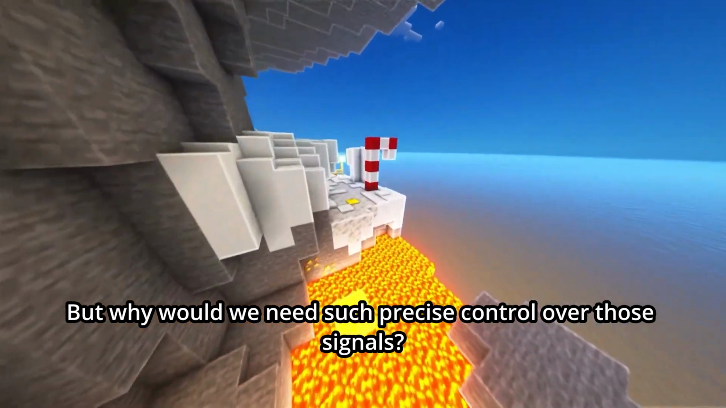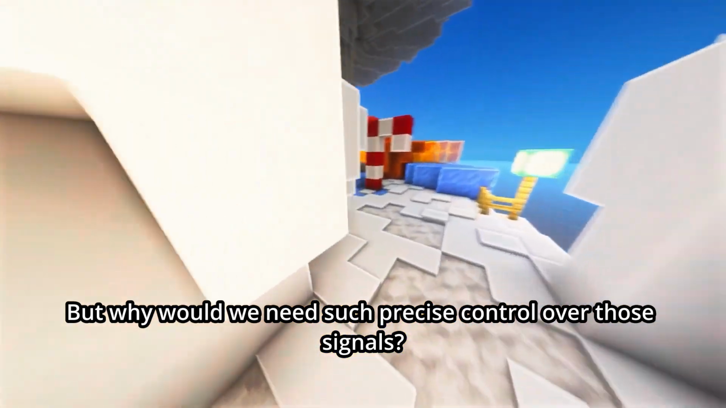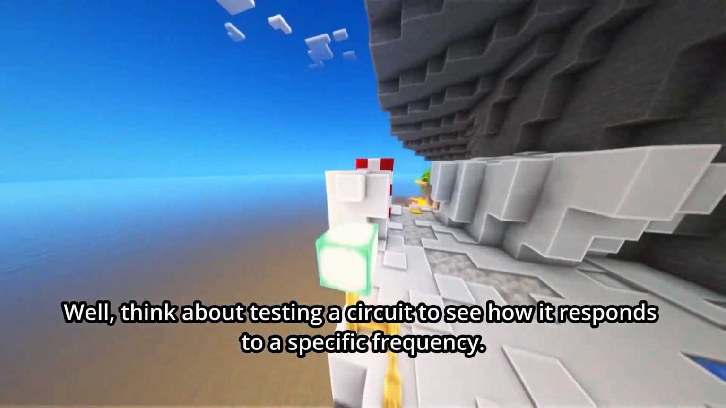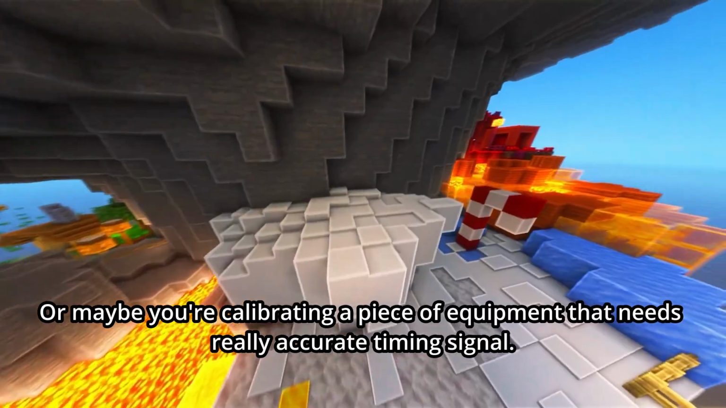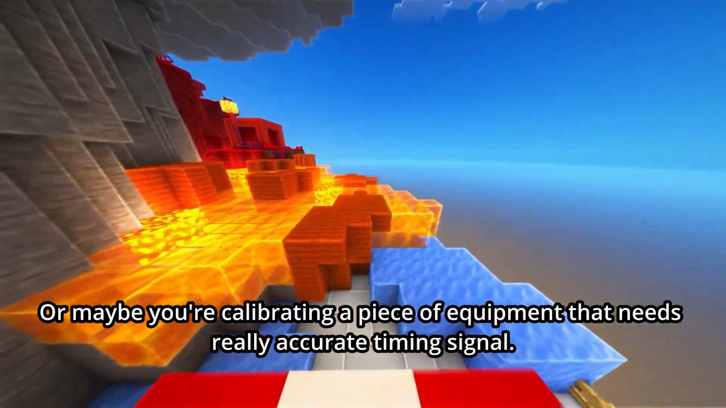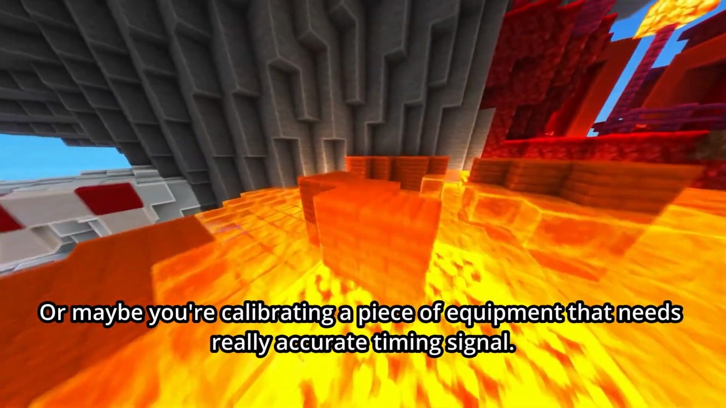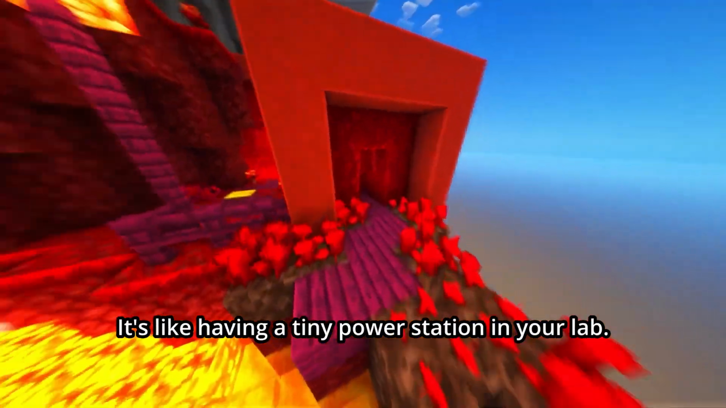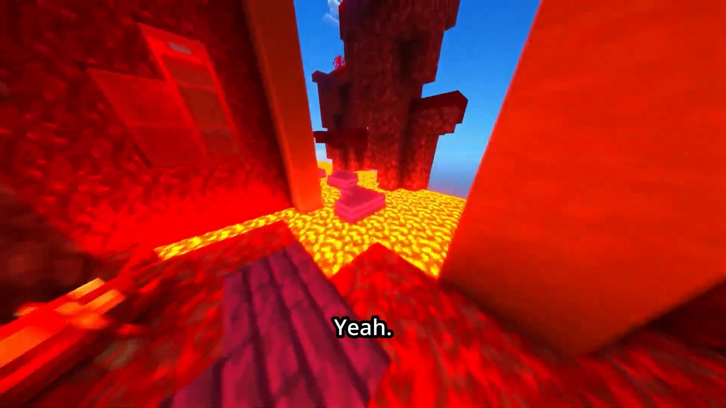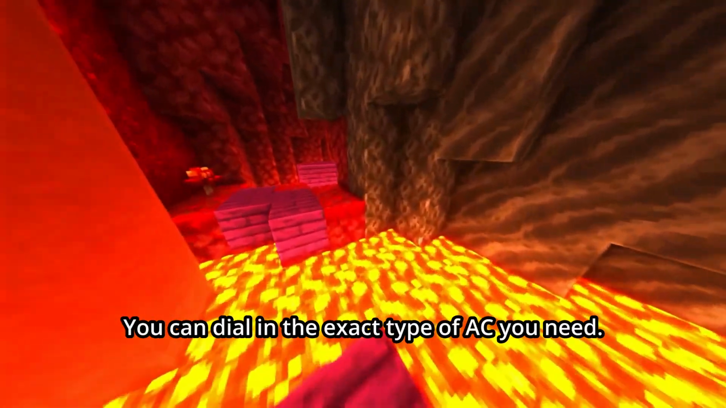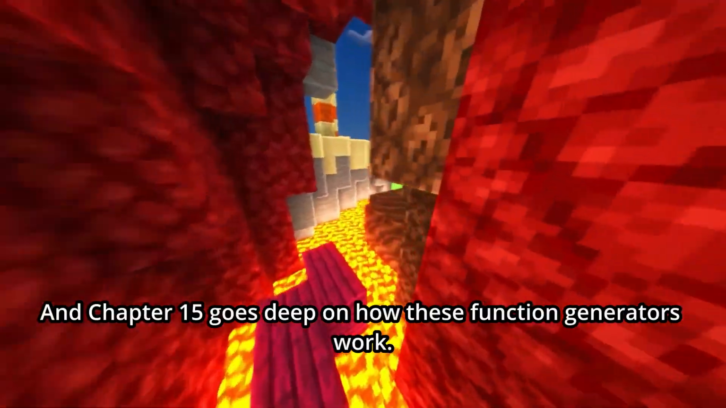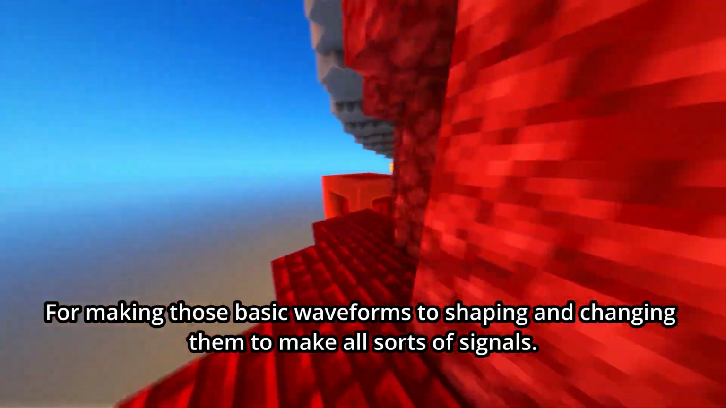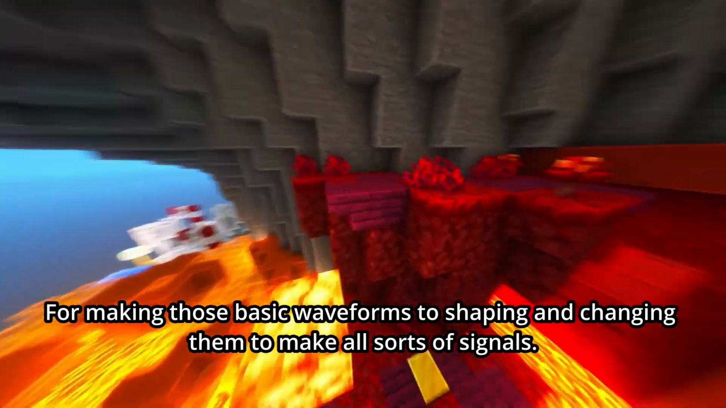But why would we need such precise control over those signals? Well, think about testing a circuit to see how it responds to a specific frequency. Or maybe you're calibrating a piece of equipment that needs a really accurate timing signal. Oh, I see. That's where a function generator really comes in handy. It's like having a tiny power station in your lab. You can dial in the exact type of AC you need. This is amazing. And Chapter 15 goes deep on how these function generators work, from making those basic waveforms to shaping and changing them to make all sorts of signals.